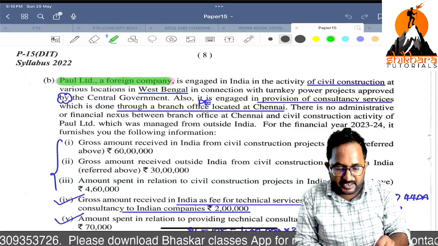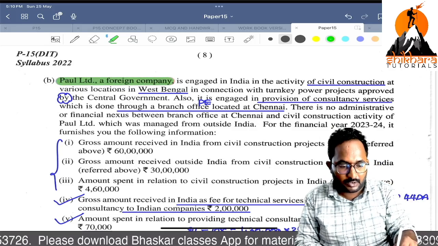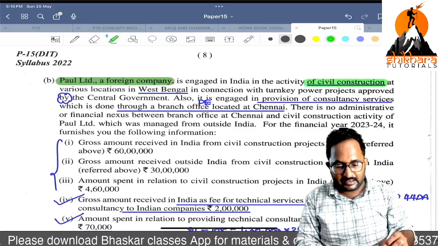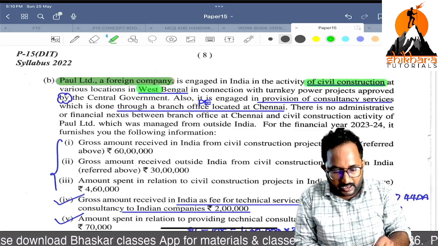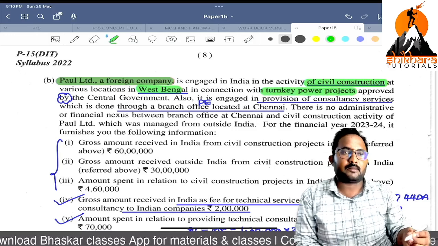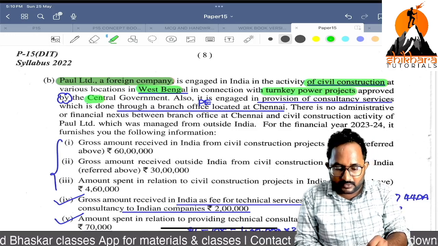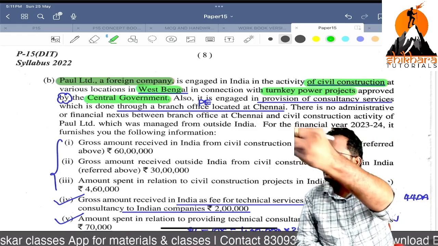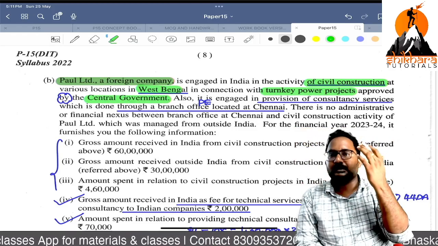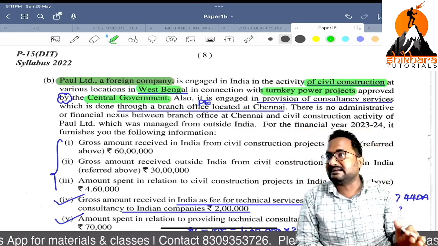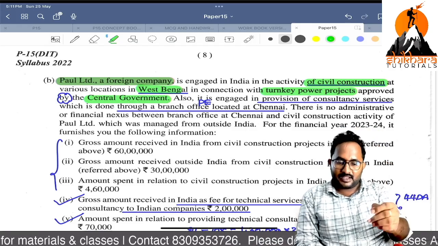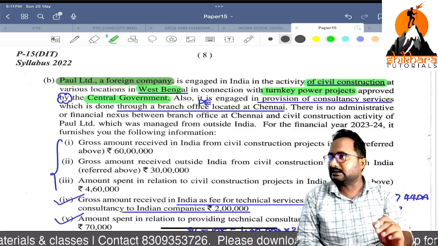They have given clear names: foreign company, so this provision is applicable only for a foreign company. Civil construction they are engaged in India, so that is a turnkey power project, approved also by the central government. Total points they have given only. No need to write the theory. If they are asking a theory question, you will not write the entire answer properly. If they are asking questions like these, you can write the complete answer.